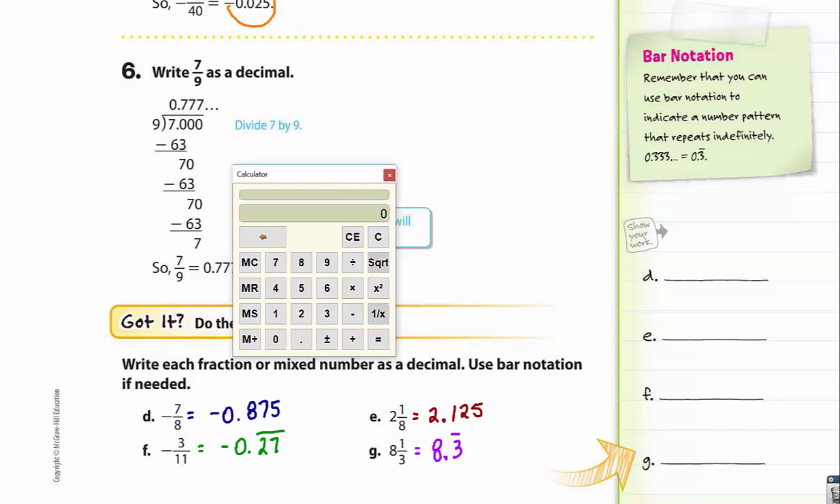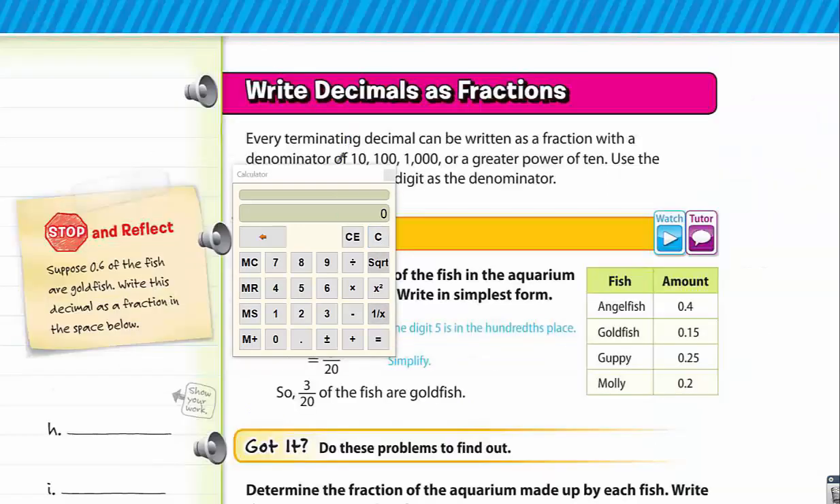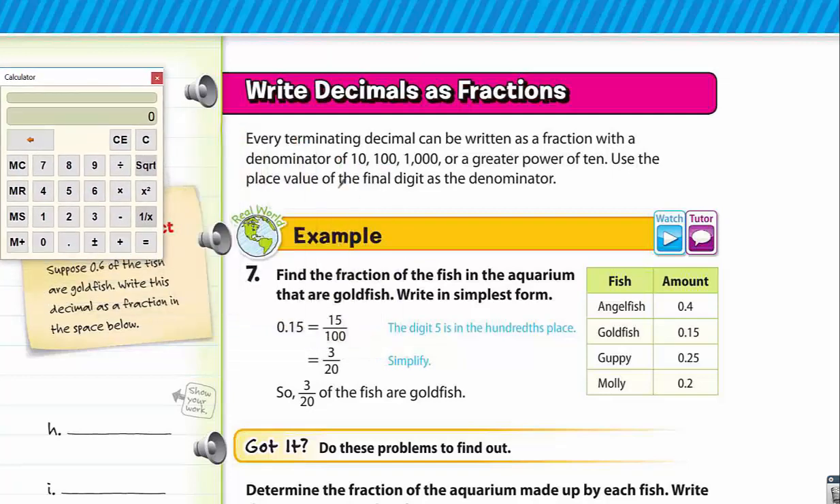Okay, let's take a look. I think there's one more quick example. Find the fraction of fish in an aquarium that are goldfish, right? Simplest form. So they tell us goldfish are 0.15. That's the amount. So we want 0.15. So that's 15 hundredths. 15 over 100. And 15 over 100 can be simplified to 3 over 20. And they just wrote it there like you'll automatically know how to do that.